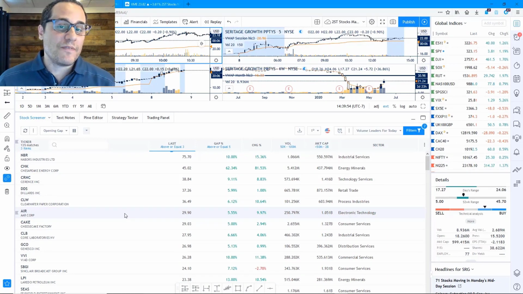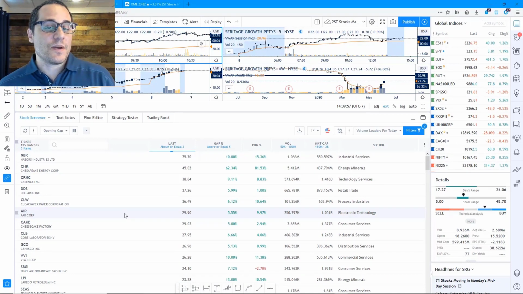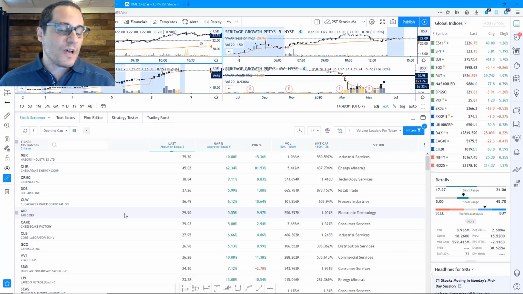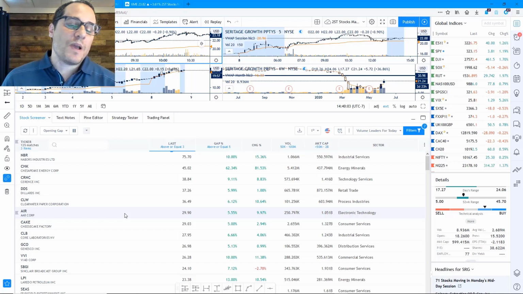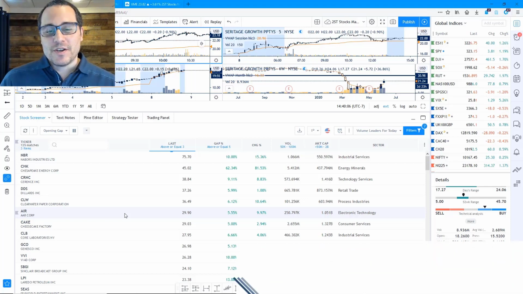Now, you don't have to use TradingView. Benzinga has, in their Benzinga Pro, a nice little stock scanner, but you're going to need some sort of stock scanner. Most platforms offer some of that. TradingView, in my opinion, has the best one out there. And so you're going to need a stock scanner.